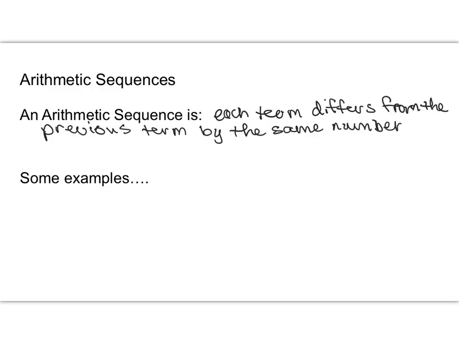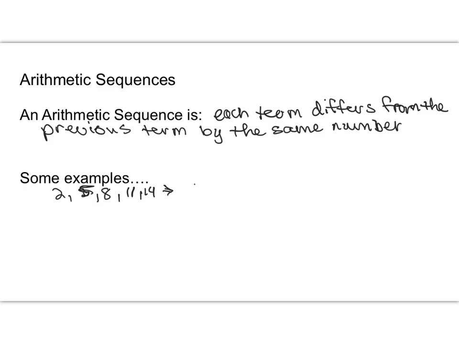Some examples. So for instance, if I have the sequence 2, 5, 8, 11, and 14, if I just take a quick look, to go from 2 to 5 is 3, and from 5 to 8 is 3. But the way that you show that something is an arithmetic sequence is you look for the common difference.